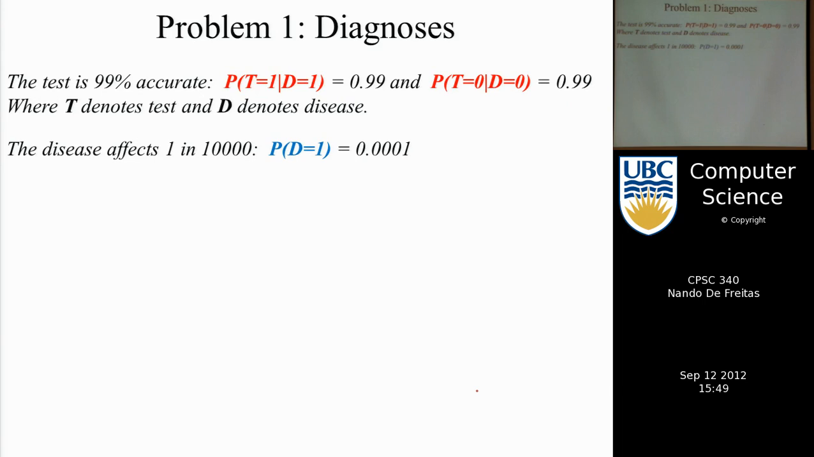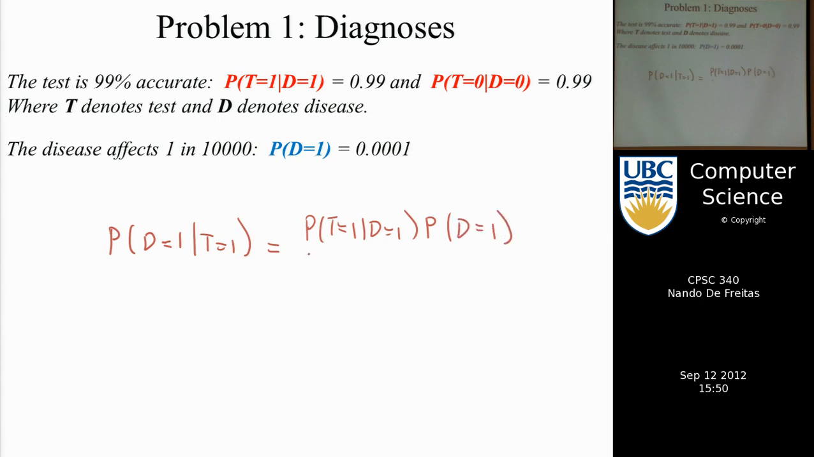Now, let me quickly do this one, and then I'll let you guys go. Suppose the probability of the test being accurate is 0.99. That is, the probability of T1 given D1 is 0.99, and T0 given D0 is also 0.99. And assuming that the probability of the disease is 1 in 10,000, in order to know whether you have the disease, the calculation you need to do is Bayes' rule. P of d equal 1 given t equal 1. Given that the test was positive, what's the probability that you have the disease? That's equal to P of t equal 1 given d equal 1 times P of d equal 1.